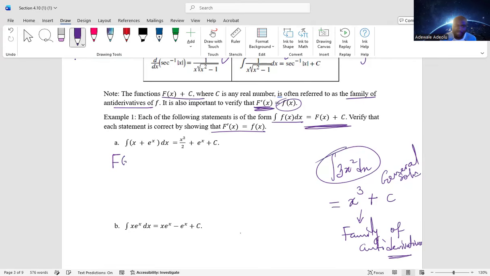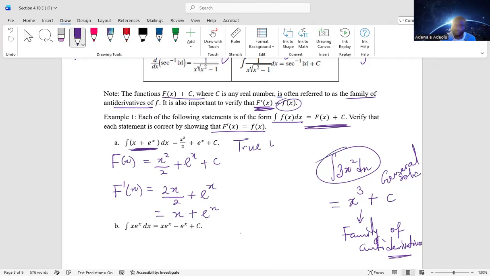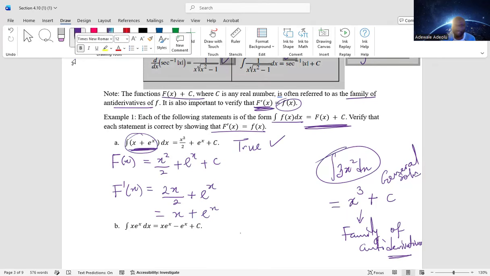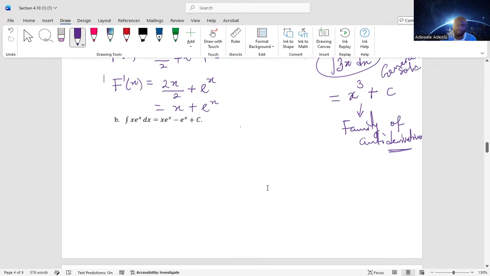So let us say our f of x is x squared over 2 plus e to the x plus c. Let us take the derivative of this function. This is 2x over 2 plus the derivative of e to the x, which is e to the x. The derivative of a constant is 0, so it is gone. So this is x plus e to the x, which is essentially what we have here. So this is true. And that tells you that the antiderivative of this is x squared over 2 plus e to the x plus c.